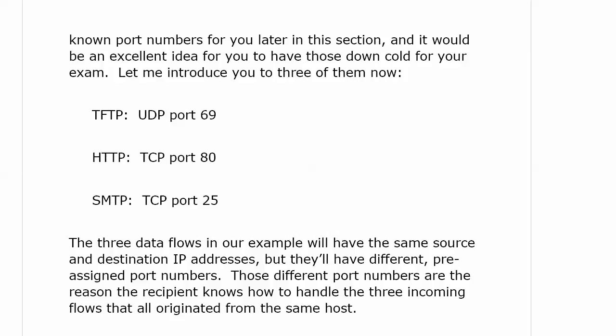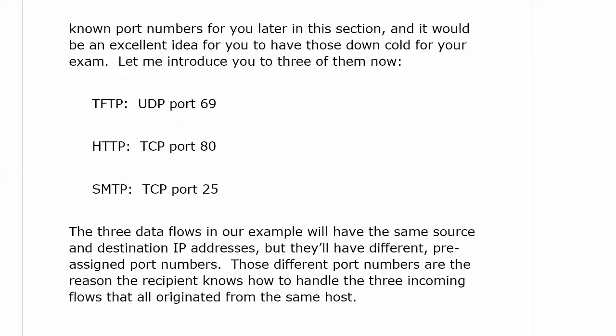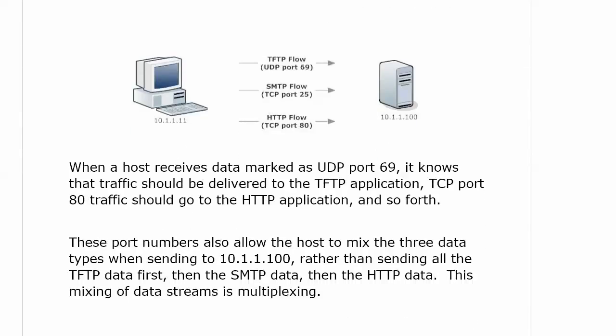Now, the 3 data flows in this example will have the same source and destination IP addresses, but they're going to have different pre-assigned, well-known port numbers. And in this case, TFTP is on UDP port 69, HTTP on TCP port 80, and SMTP on TCP port 25. So let's go down a bit here, and this is exactly what we end up with. 3 different flows of traffic. And when a host gets data marked as UDP port 69, it knows the traffic should go to the TFTP application and so forth.